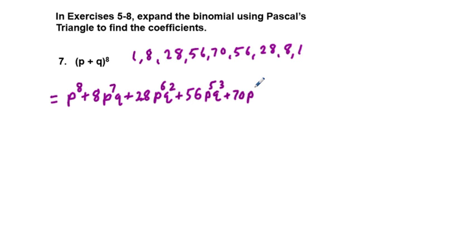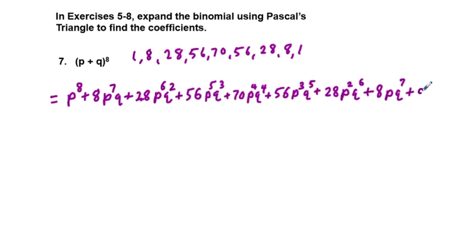We have p to the fourth q to the fourth plus 56 p to the what is that? Third, q to the fifth, plus 28 p squared q to the sixth, plus 8 p q to the seventh, plus q to the eighth.